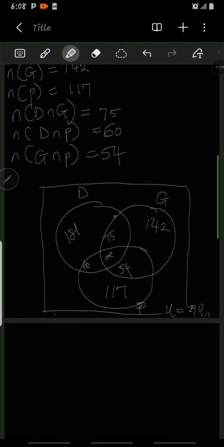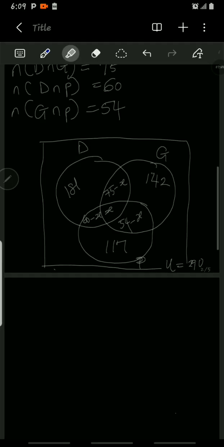Now what do you notice? From this circle here, look at how this cursor is going. This circle here is supposed to be 75, but this X has cut out of it, right? So to get the remaining here, it should be 75 minus X, right? And then this is 60. This one is supposed to be 60, but this X has cut out of it, so the remaining here should be 60 minus X. Same thing for this one. Everything in this place is supposed to be 54, but this X has cut out of it, so the remaining should be 54 minus X, right?